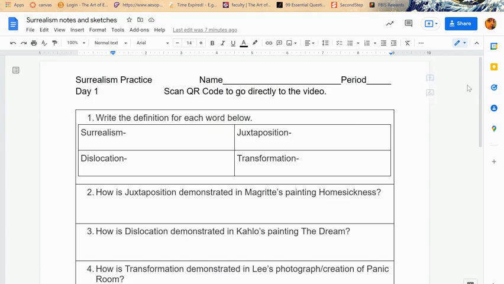Okay, so first of all, you should be on the day 1 side of your sheet that you can see here on the screen. So you've got this on paper. Make sure it says day 1. Make sure that you put your name on it and class period number.